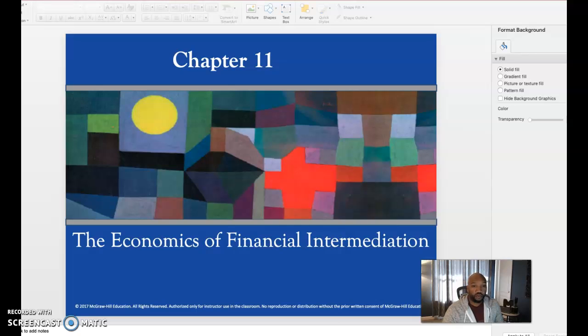Today we're going to review Chapter 11, which is Financial Intermediation. I apologize in advance. Chapter 11 is mostly theory, so we'll be talking a lot without a ton of examples to back it up. There are a lot of definitions and concepts, so I'll try to keep it as light as possible, but it is a little on the theoretical side.